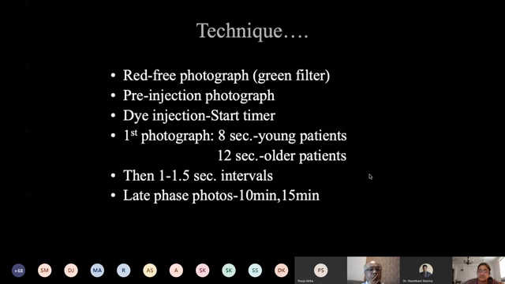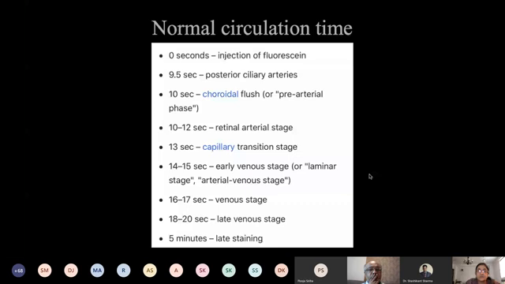So if 0 is the time point when you've injected the dye, you have the dye reaching the posterior ciliary arteries at about 9 seconds. You will see the choroidal flush, which is also called the pre-arterial phase, at about 10 seconds. You have the retinal arterial stage at about 10 to 12 seconds. Then you have the capillary transition stage at about 13 seconds. You have the early venous phase at about 14 to 15 seconds.